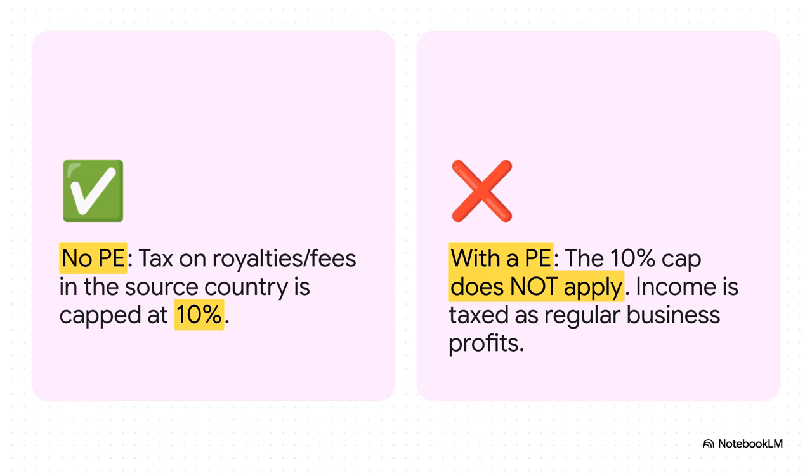On the left, if you have no permanent establishment in the country you're getting paid from, the 10% cap applies. Easy. But now look at the right. If those royalties or fees are directly connected to a permanent establishment you have there, that 10% cap is gone. It just vanishes. The income is no longer treated as a simple royalty, it's treated as regular business profits and gets taxed at the normal and often much higher corporate tax rates.